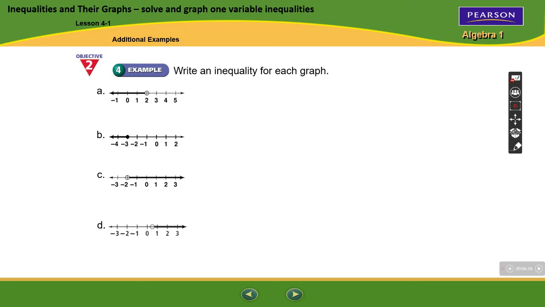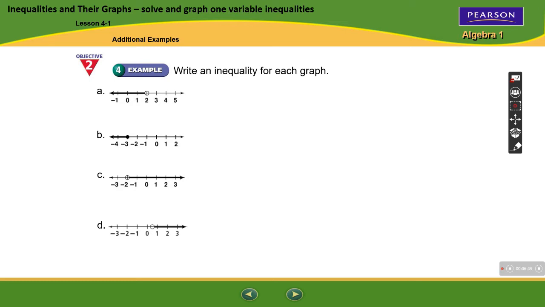Okay, so for these, they want us to write an inequality for each graph. So we have to recognize the type of dot. We also have to recognize which way the arrow is pointing. Before we do that, we have to decide upon a variable. So I shall use P for plastic.